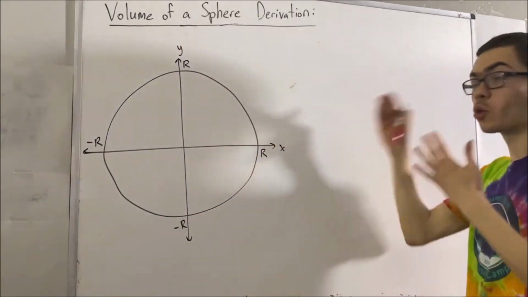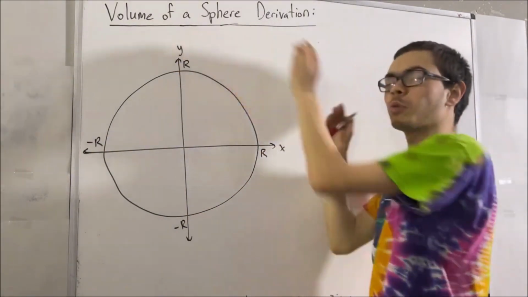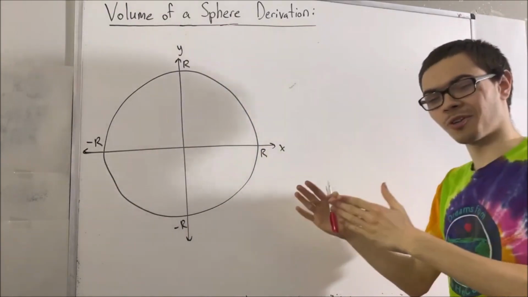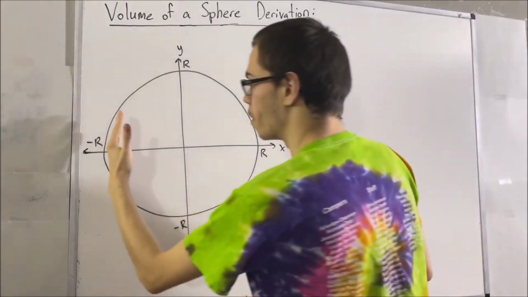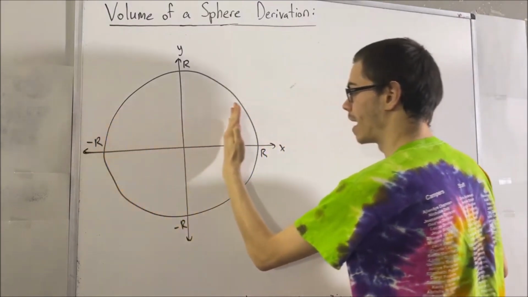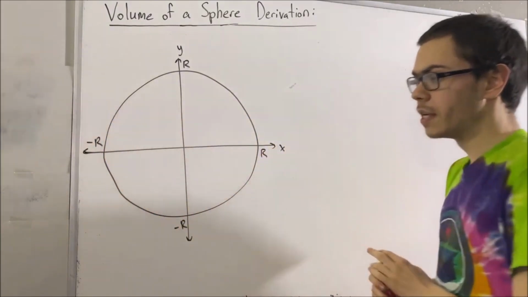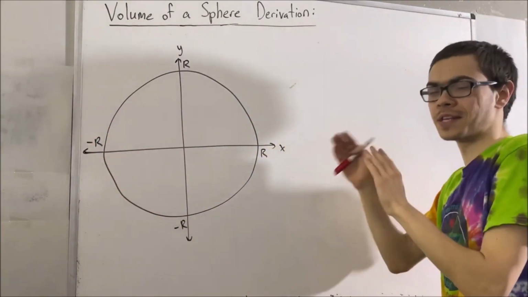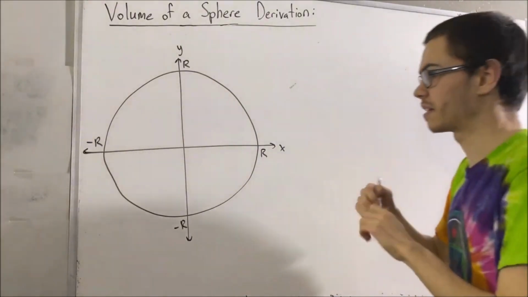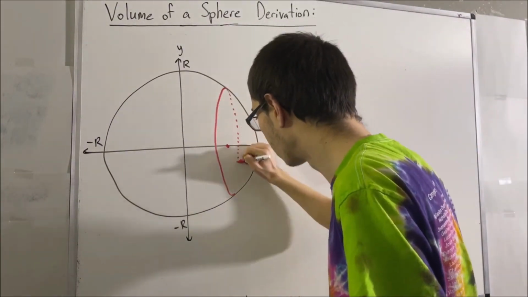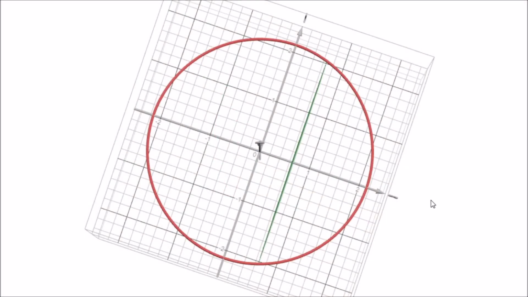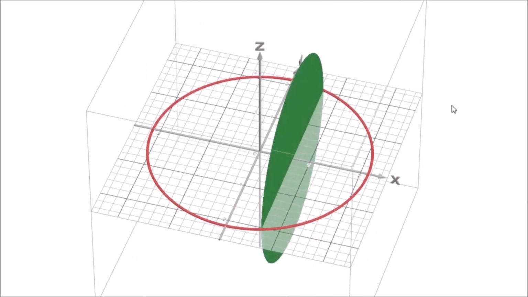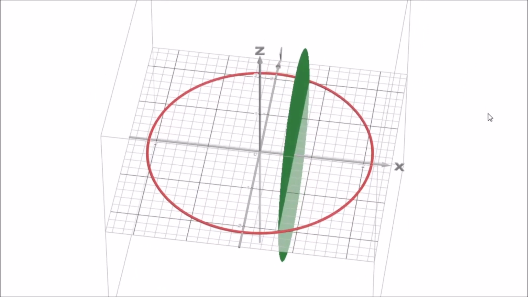Now, to derive the volume of a sphere, what we're going to do is integrate the volumes of a bunch of really thin disks from x equals negative r to x equals positive r. An example of what one of those thin disks looks like is something like this. Now in 3D, this is what our disk looks like.